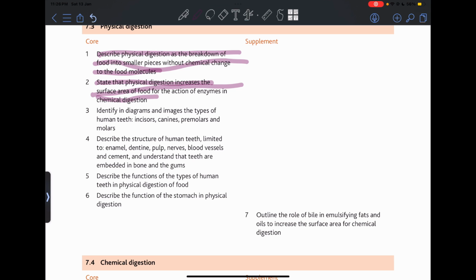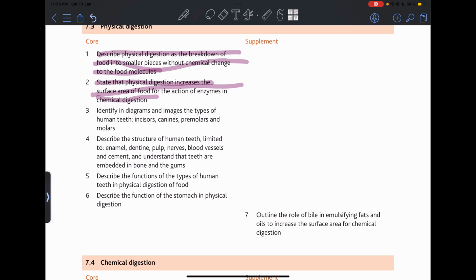Number 5 says describe the functions of the types of human teeth in physical digestion of food. So, for example, incisors are for cutting food and molars are for grinding food. So you have to know their uses. And number 6 says describe the function of the stomach in physical digestion. So you just have to know what the stomach does in terms of digestion.